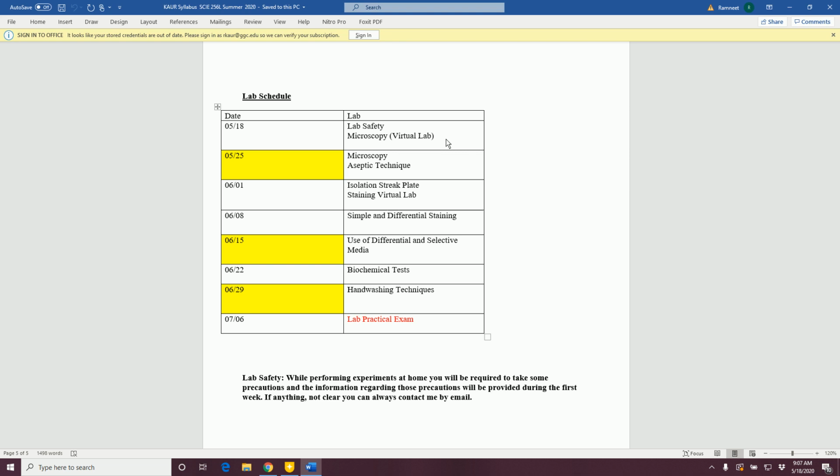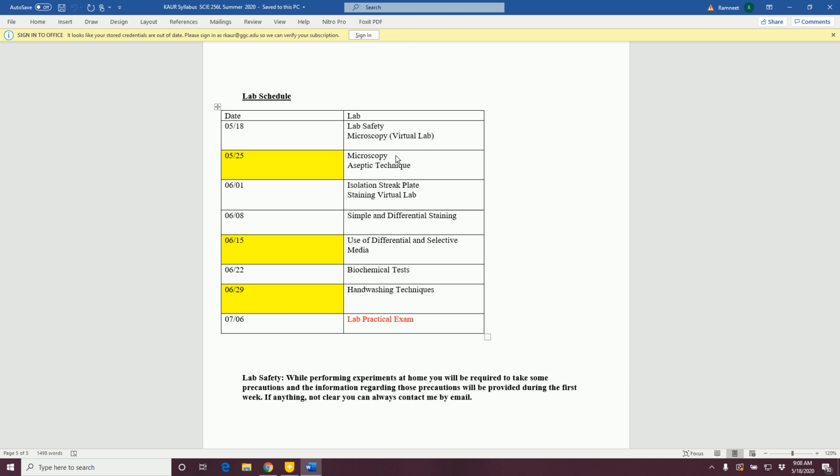I have also posted one virtual lab on microscopy. I would like all of you to practice this lab. Just play with it, it's just like a game, and you will understand some of the things about microscopy. Next week you will have actual hands-on experience with the microscope. You will be doing the real microscopy lab, and microscopy skills are very important for a microbiologist, because various upcoming labs will require the microscope.